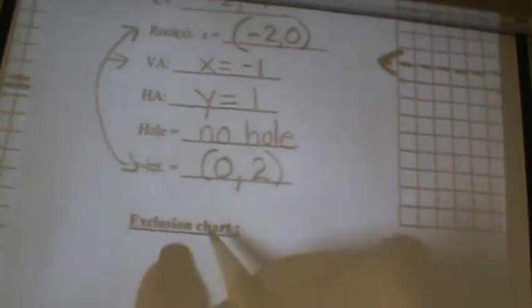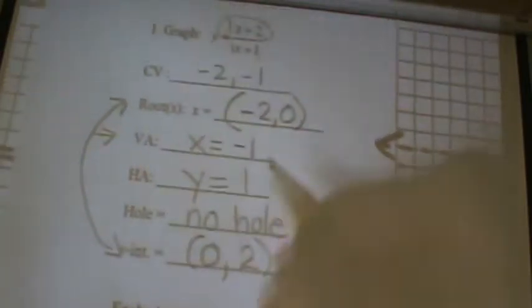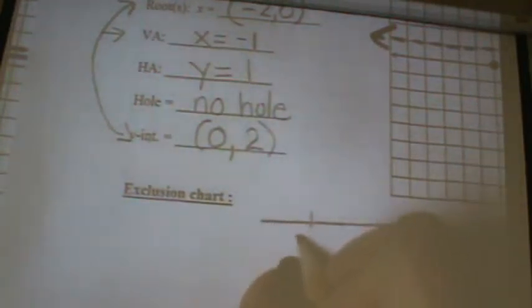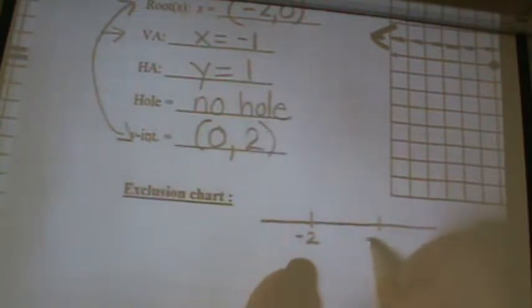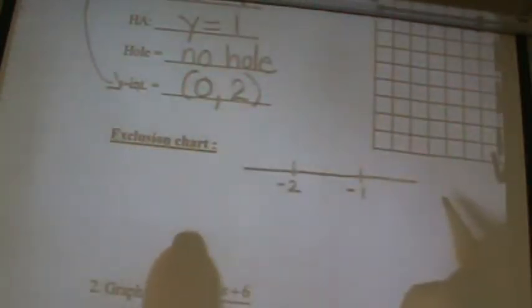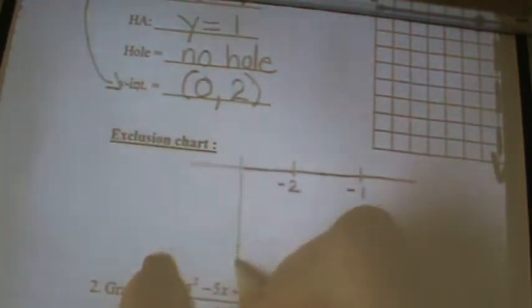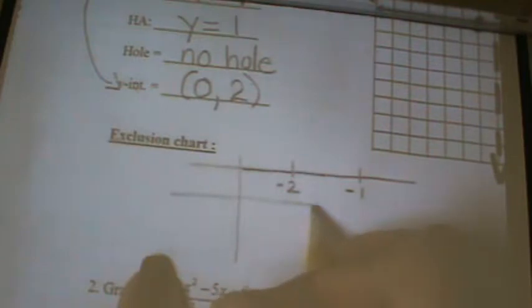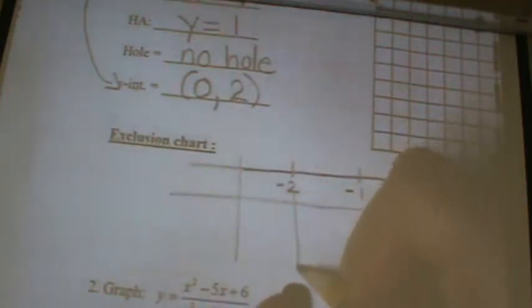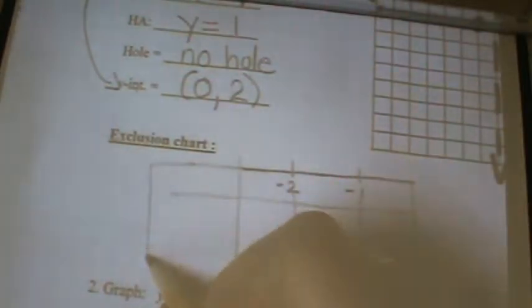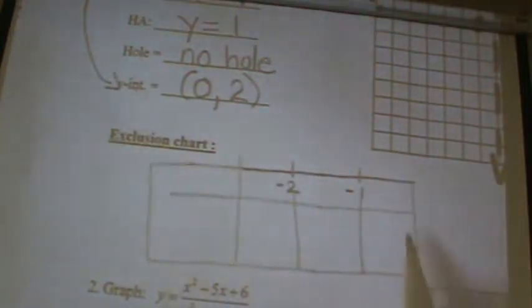So what I want you to do, I've created this thing called an exclusion chart. Think of these two numbers on a number line. If you were to graph negative 2 and negative 1 on a number line, would it look something like that? Yeah. Now you're gonna make this chart. The first few are gonna be confusing, but then you're gonna get the hang of it. Why are we making a chart? Because I'm gonna show you.